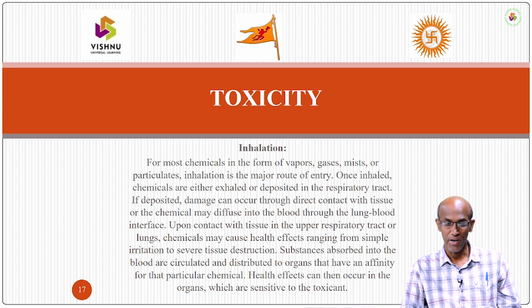Substances absorbed into the blood are circulated and distributed to the organs that have an affinity for that particular chemical. Health effects can then occur in the organs which are sensitive to the toxicant.